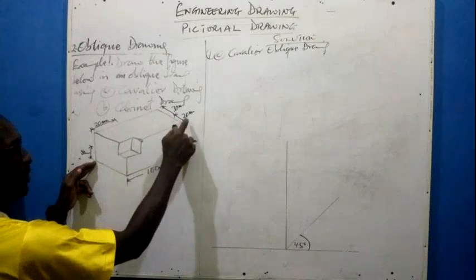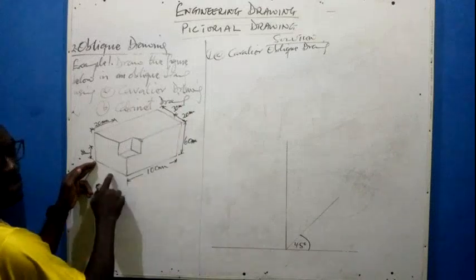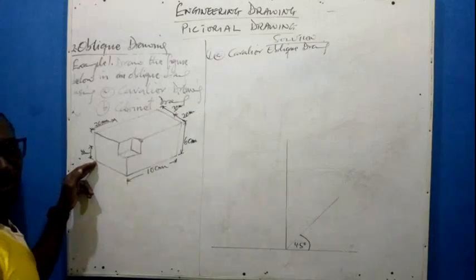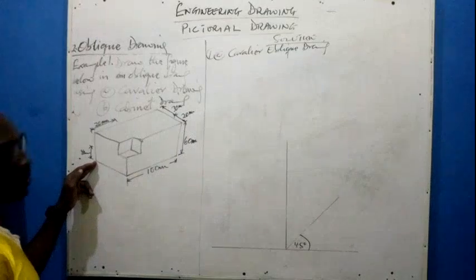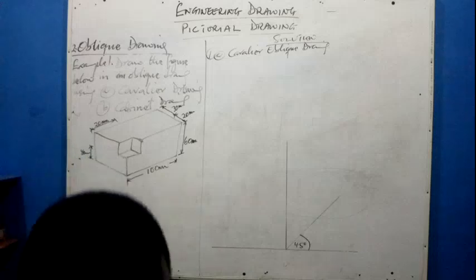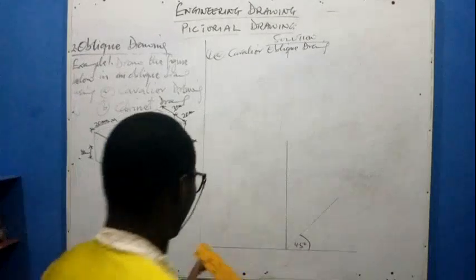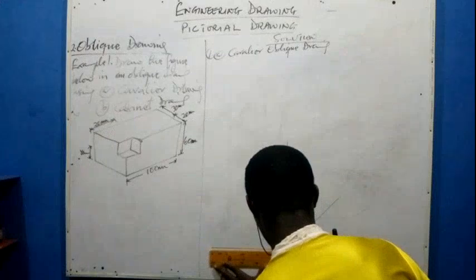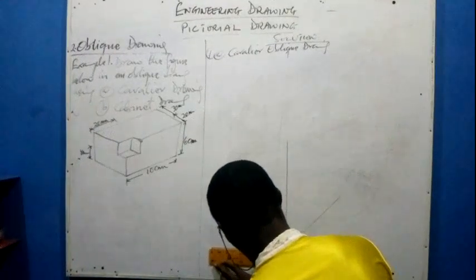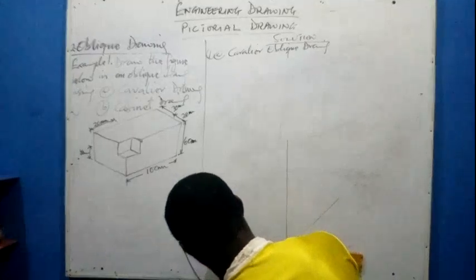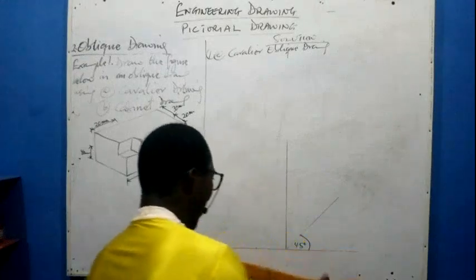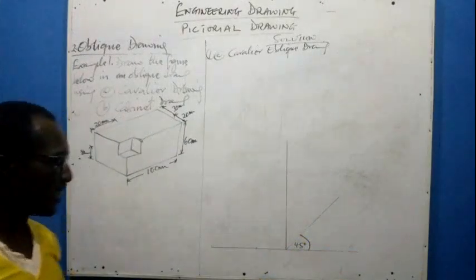Meaning that from here to here, we can pick the dimension from here and bring it here. From here to here is what? 20 plus 30, which is 50. So we are going to divide it: 20, 30. We'll measure our 20, then we'll measure our 30. Now I've measured my 20, 30.